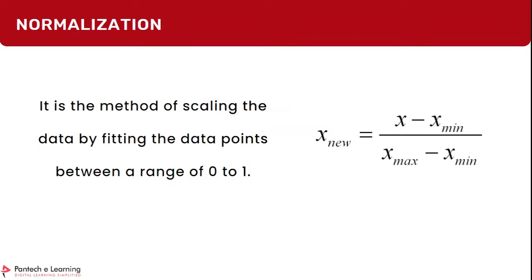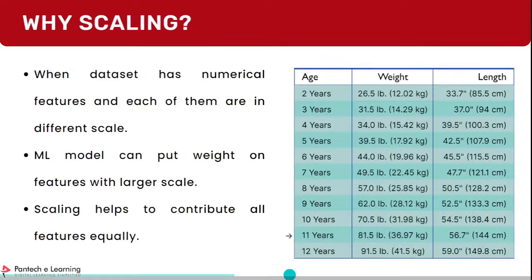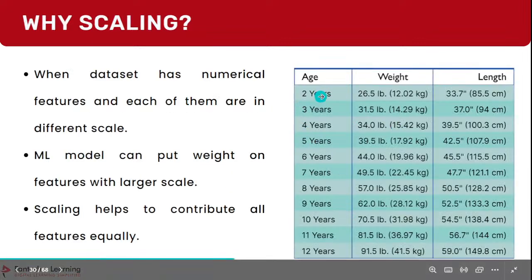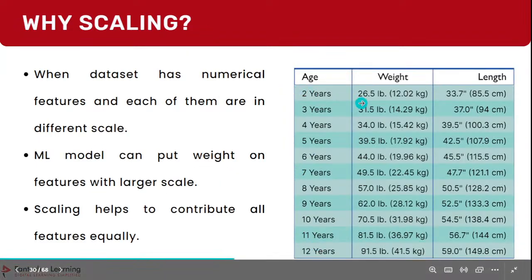If you go for normalization, it is a method of scaling the data by fitting the data points between a range of 0 to 1. You can apply this particular formula: x new equals x minus x minimum, divided by x max minus x minimum. You can do it with MinMaxScaler. So for example, let us try to do it here. The minimum value, if you pick, is 2, and the maximum value is 12. So let us apply it for the minimum value itself.